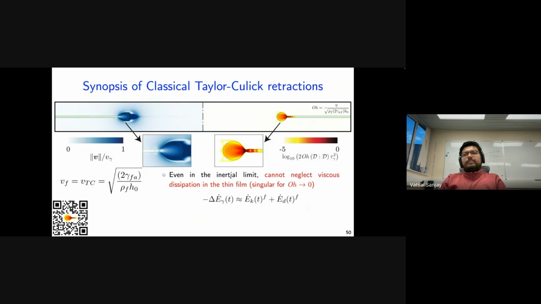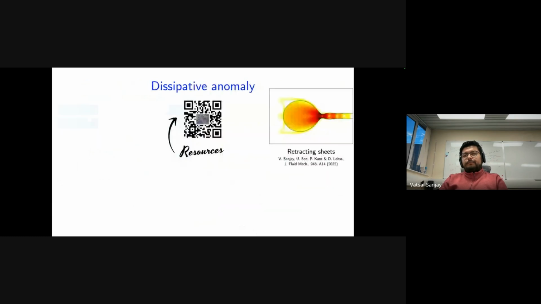And this is once again a singular limit. So the limiting case of Ohnesorge going to 0 is not the same as Ohnesorge number equals 0, because of course for Ohnesorge number equals 0, the dissipation would disappear, and we would simply have no dissipation in the system. But in this case, as long as we have a finite viscosity, the dissipation is always independent of the viscosity of the system.